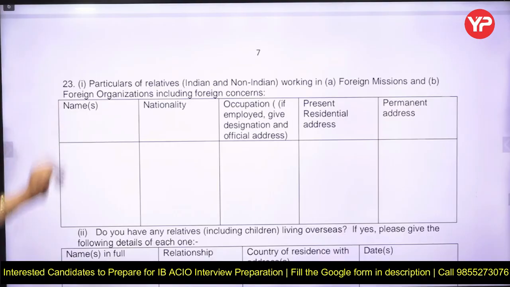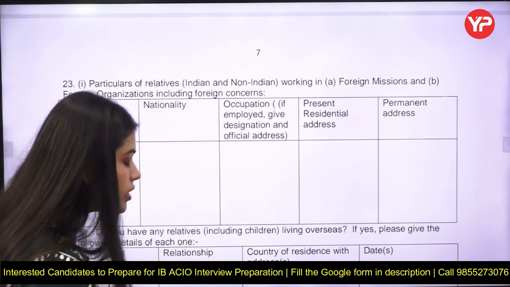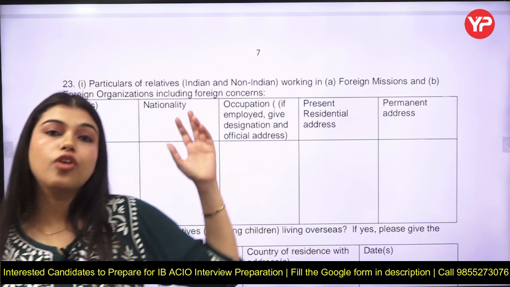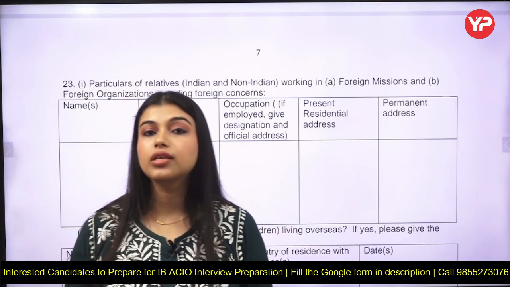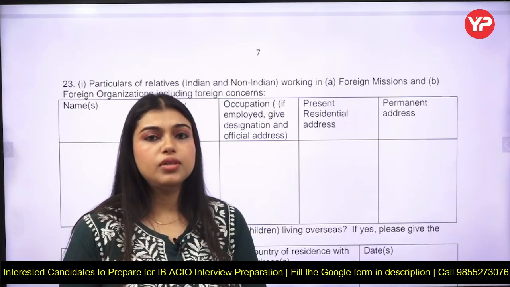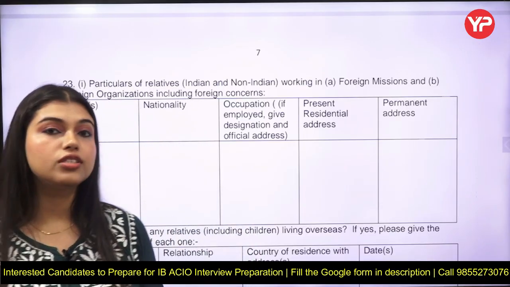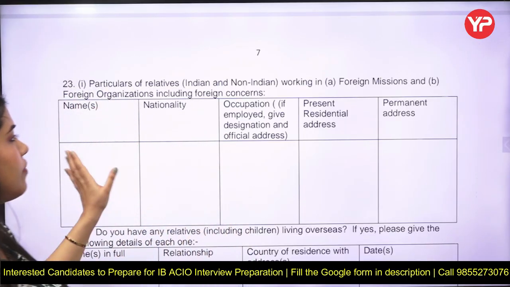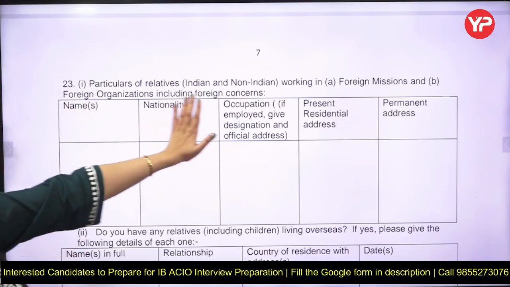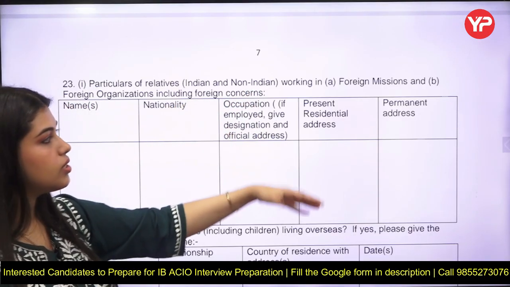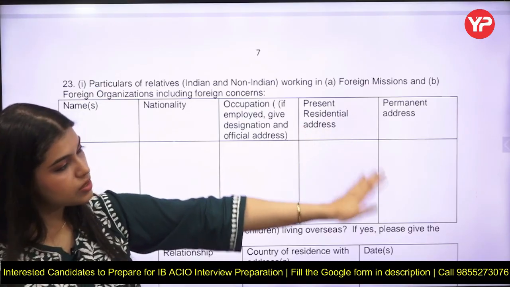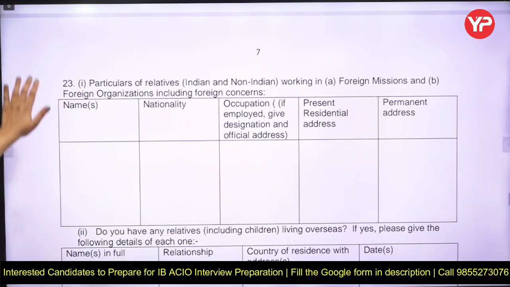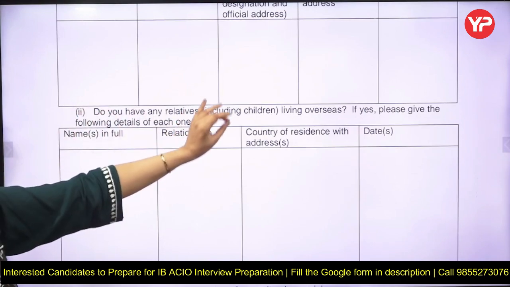Let's come to 23. Particulars of relatives, Indian and non-Indian, working in foreign mission and foreign organization, including foreign concern. It is possible that some of your relatives, or maybe the relatives you have mentioned above, your brother, sister, is working in some kind of organization or foreign ministry, or working abroad in some organization relatable to this. Please mention every detail: his name, nationality, occupation, designation, his residential address and his permanent address as well.